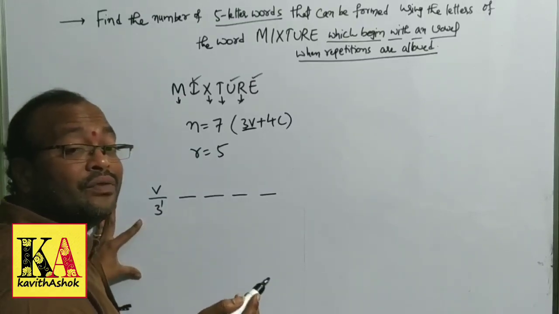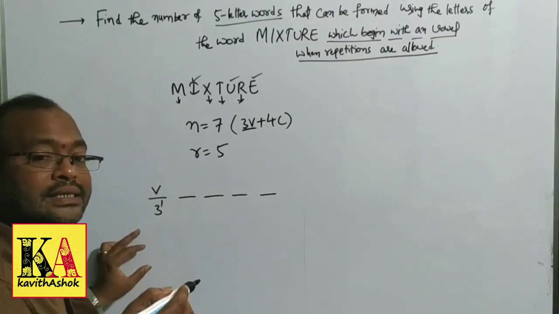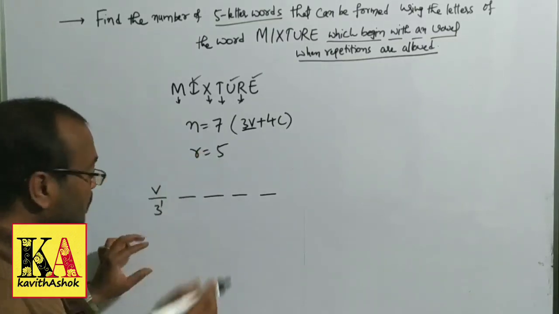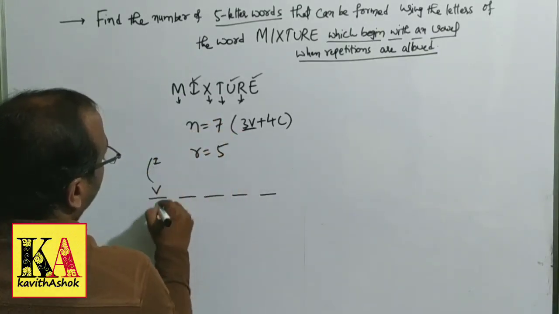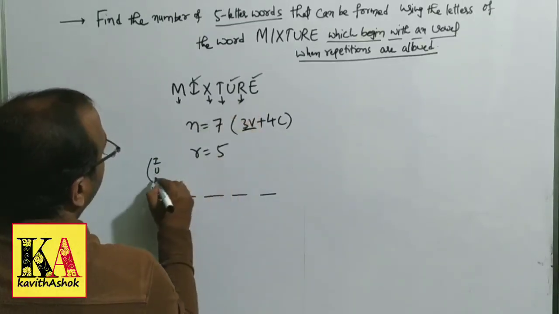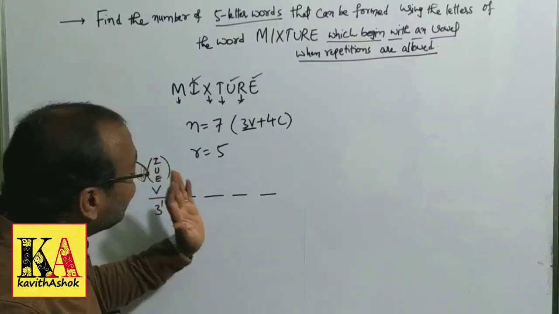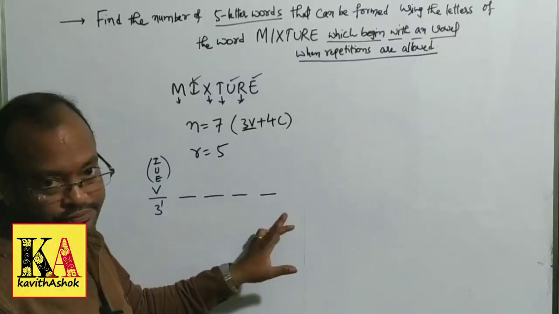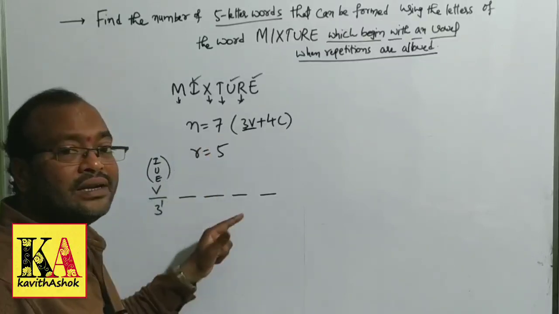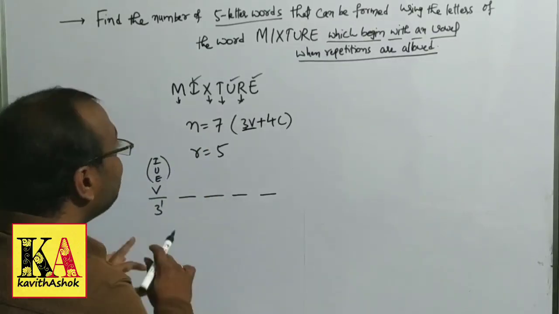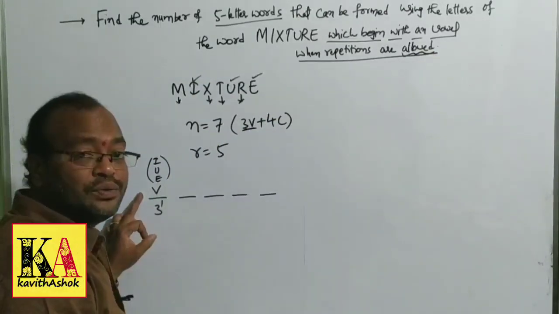In the previous case, when repetition is not allowed, we wrote 3P1. But here repetition is allowed, so nPr becomes n power r. So 3 power 1. The vowels may be filled with I, or U, or E. 3 power 1 ways we can fill. Now, how many boxes remain? 4 boxes. How many letters are there to fill? 6 letters or 7 letters? 7 letters, because repetition is allowed. If we fill E here, we can use E the next time also.